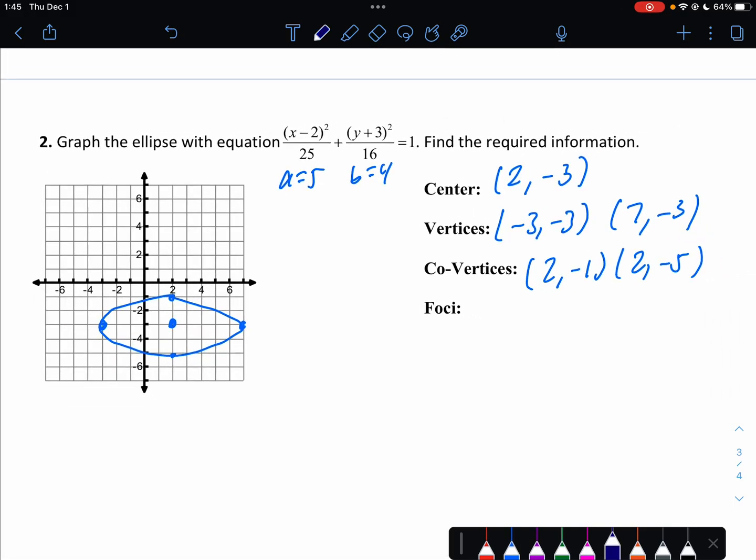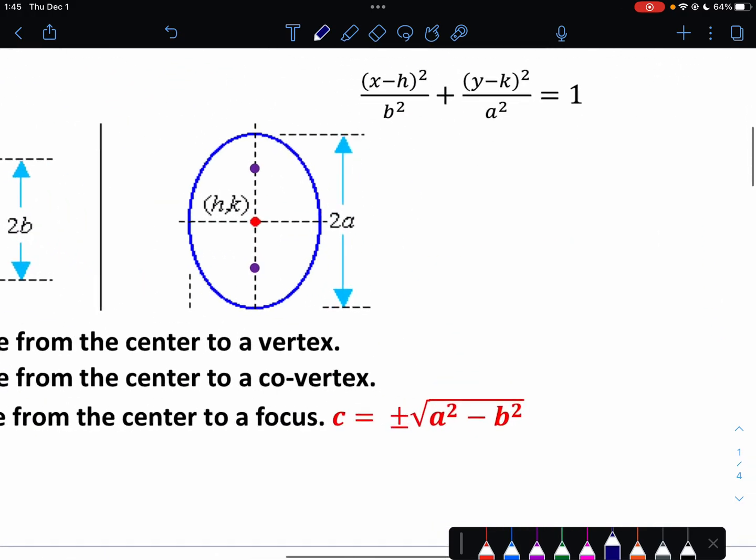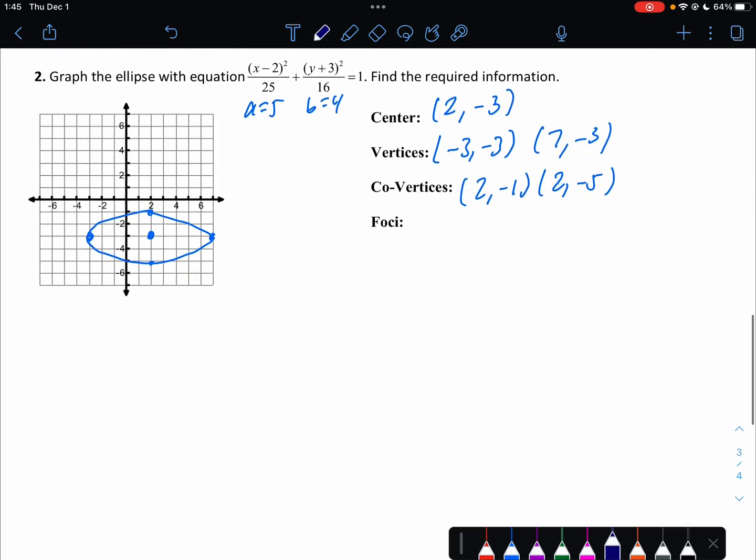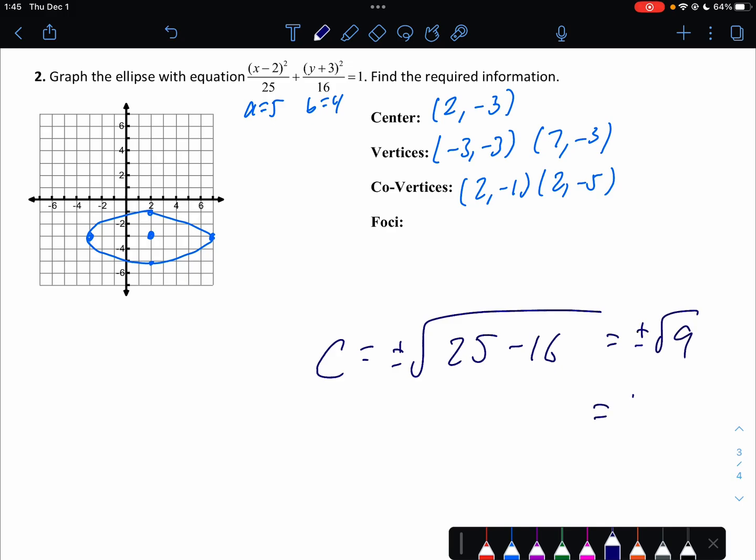Now to find the foci, remember we're going to use this equation right there. Square root of a squared minus b squared to find c. C equals root a squared minus b squared, which luckily is a whole number. This does not happen very often.